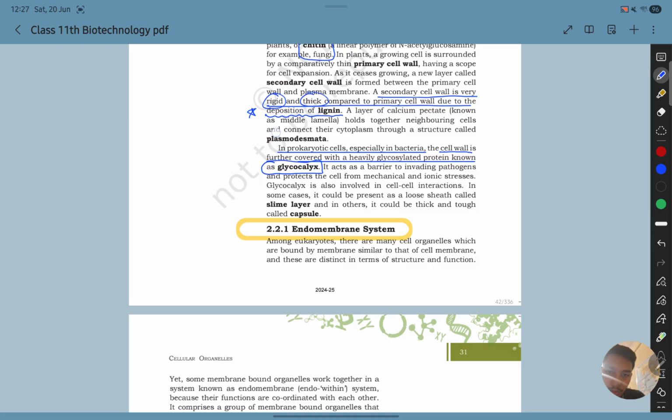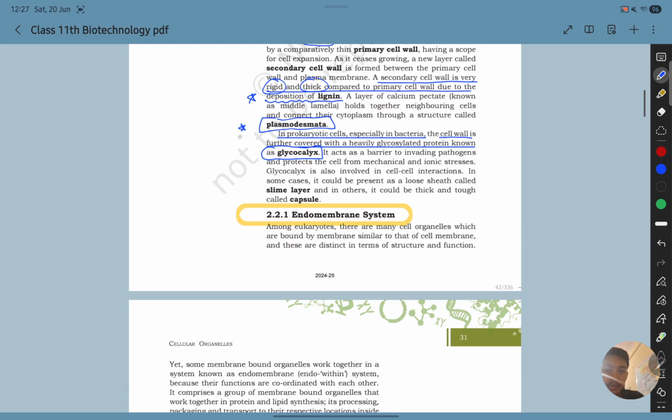Also read one more point. What are plasmodesmata? A layer of calcium pectate holds neighboring cells together, and their cytoplasm is connected through a structure called plasmodesmata. Now this is a very important point.